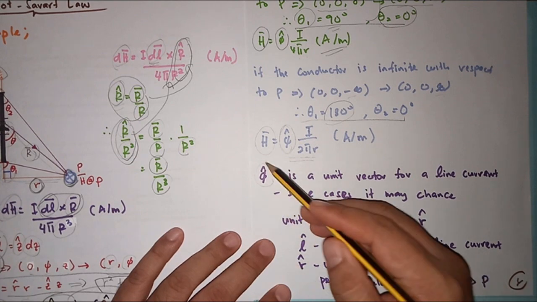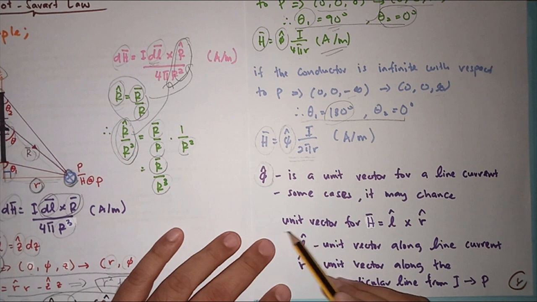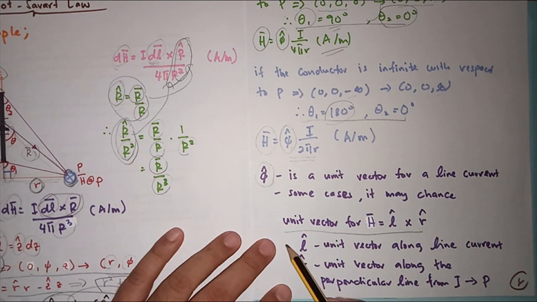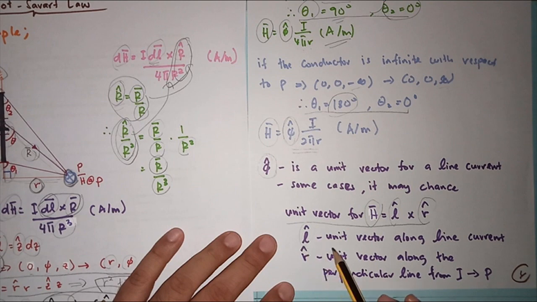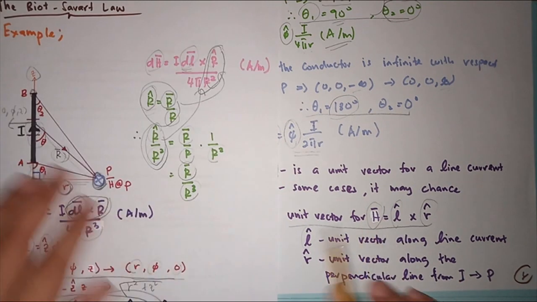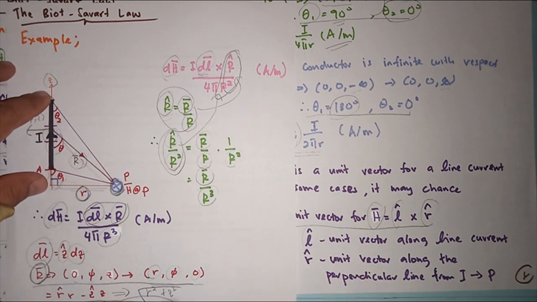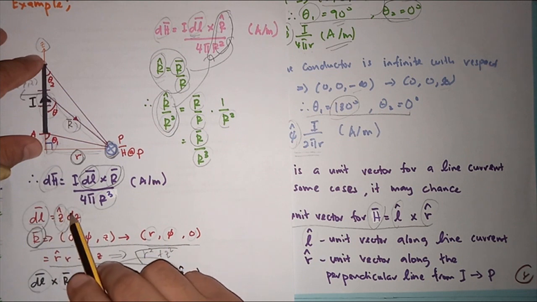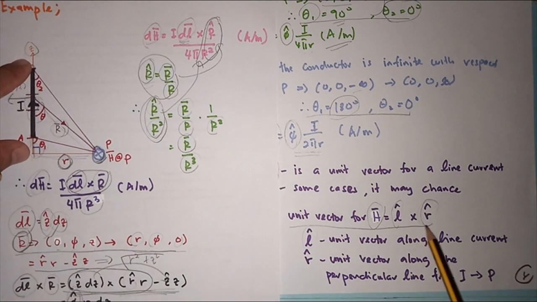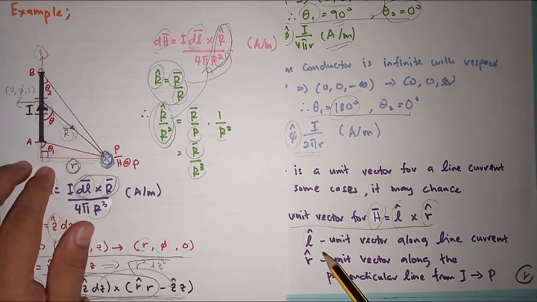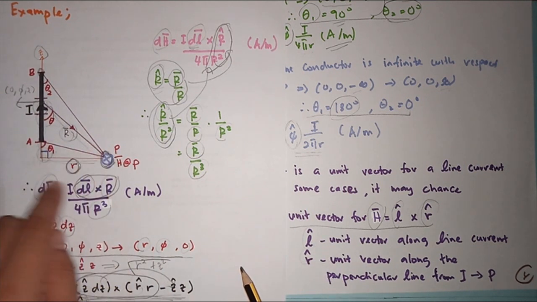In order to derive the unit vector here, we have one general expression like this. The unit vector for the vector H is equal to L cap cross R cap, where L cap is the unit vector along the line current. For example, in this case it is definitely in the Z cap component, so that's why we use L in the Z cap component, and R cap will be the unit vector along the perpendicular line from the current to the point. In this case, R cap will be in the component of R.